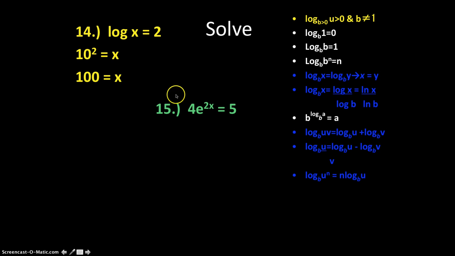x equals 100. The next one we go to is another exponential. So we need to get x by itself. The 4 needs to move to the other side, so we divide by 4.